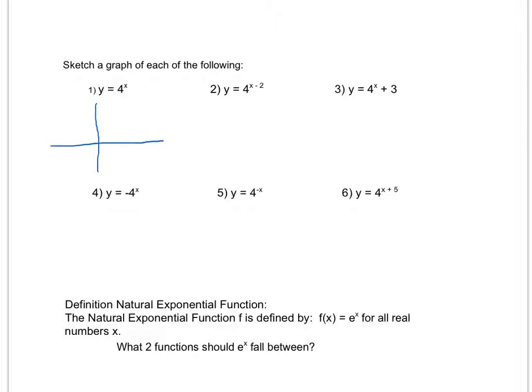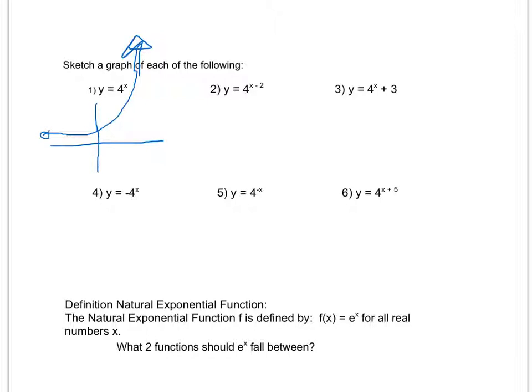When I have y equals 4 to the x, well, this is the same thing as taking my b and making a larger b. So as my b gets larger, I'm going to vertically stretch. So I'm going to go ahead and say that it's going to look very similar to what I had before. I do know it's growth because 4 is greater than 1.